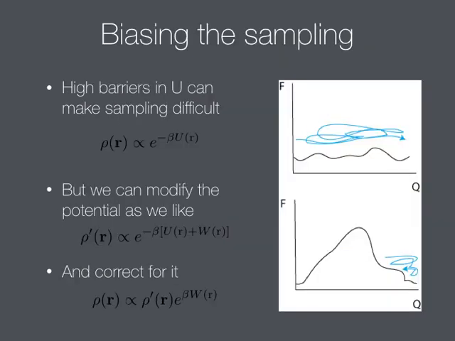Since we're doing simulations here, we have the Boltzmann distribution, now written in a slightly different way. I have beta and U instead of kT and V.